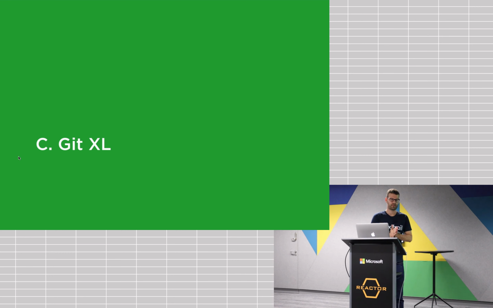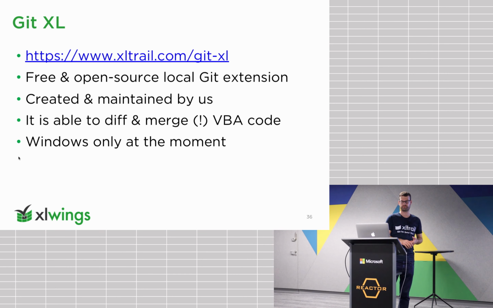But then apart from Excel Trail, which is our commercial solution, we have another tool which is called Git XL. And Git XL, again, is an open source and a free Git extension. And that one actually works with your local Git repository. So what can it do? It can help you to properly diff and especially important merge VBA code on your local Git repository.